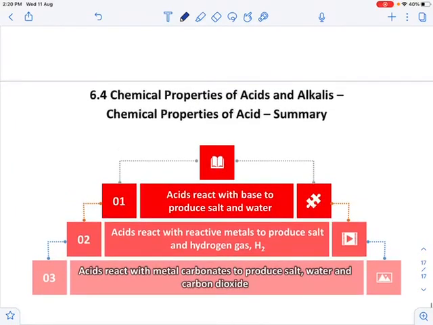Okay, so as the conclusion, there are 3 chemical properties of acid. The first is acid reacts with base. Base is a metal oxide or metal hydroxide, to produce salt and water. Number 2, acid reacts with a reactive metal. Reactive metal, magnesium, aluminium or zinc, to produce salt and hydrogen gas. And number 3, acid reacts with a metal carbonate to produce salt, water and carbon dioxide gas. Thank you.